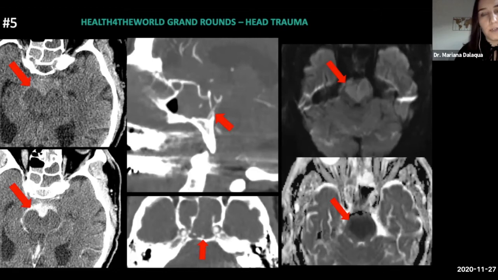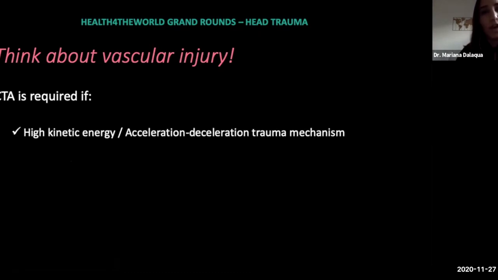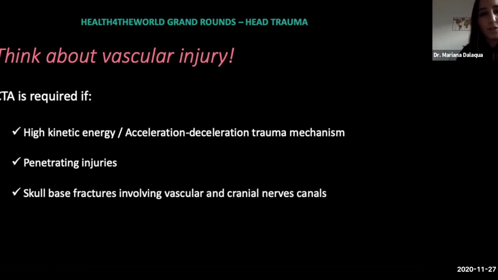So some cases that are not very typical, but should be properly interpreted. Think about vascular injury. This is the message. I have shown you some different cases, and all of them had vascular injuries. So when to do a CTA? CTA is required if you have a high kinetic energy or an acceleration-deceleration trauma mechanism, when we have any kind of penetrating injury, or we have a skull-base fracture involving a vascular or a cranial nerve canal. Okay, these are situations when we should absolutely do a vascular study.